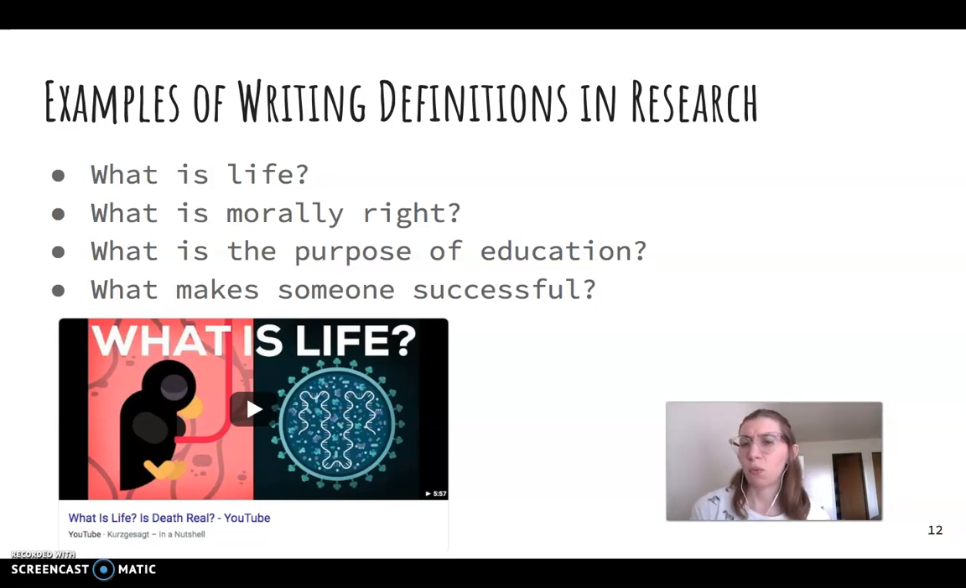Another question is, what is morally right? Is it for the collective good? Is it based on religion? Who determines what is right? How you define that will affect how you analyze or evaluate something. Some other examples would be, what is the purpose of education? What makes someone successful? All these things require a more detailed definition.